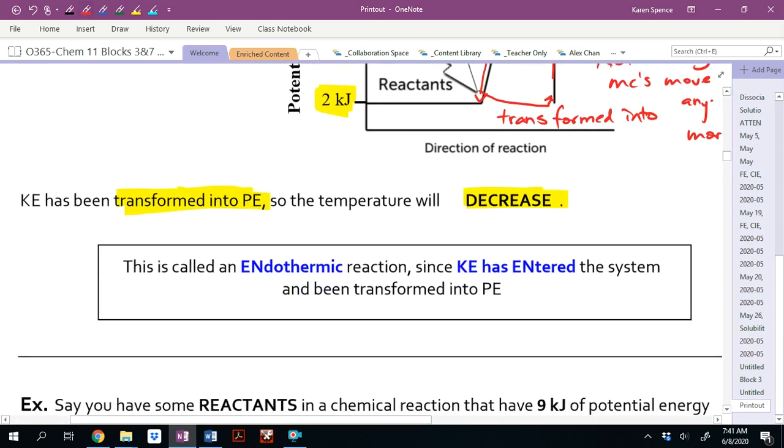Okay. This is called an endothermic reaction. And that is because kinetic energy has entered the system, endothermic. Endo for enter, thermic for heat. So heat entered the system and transformed into potential energy.